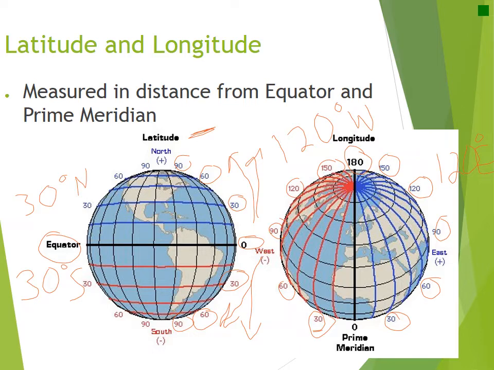The reason for that, remember, is because you're not measuring like on a number line or something like that. You're measuring the total distance in degrees from the equator if it's latitude, and from the prime meridian if it's longitude.